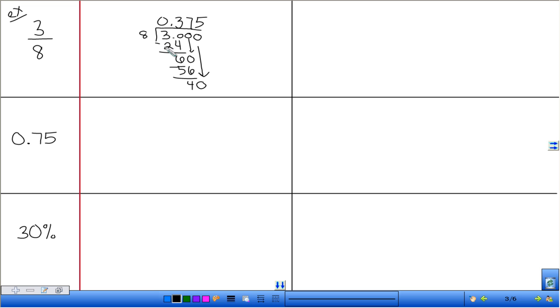So now we can easily convert this to a percent by moving our decimal 1, 2 places to the right, and we get 37.5%. Next one, go ahead and write down 0.75, and we'll go through both of these.